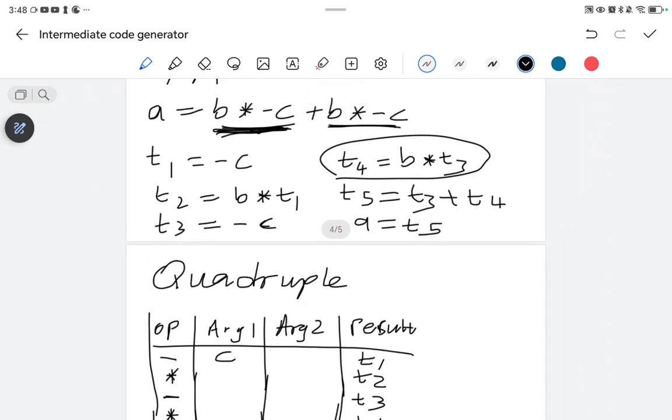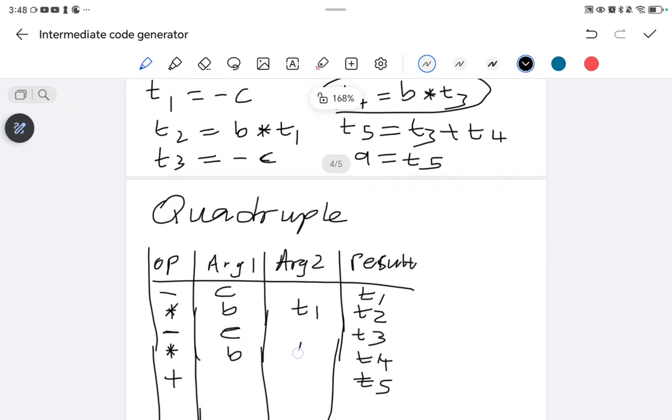And then I come to T2. For T2, the left operand is B, and the right operand is T1. Then I come to T3, I have C here. T4, it's B and T3. T5, the result here is A. The left operand here, I'm not supposed to write T5 yet. The operand is plus. So I have this. Do you agree with me here? So this will be our quad.